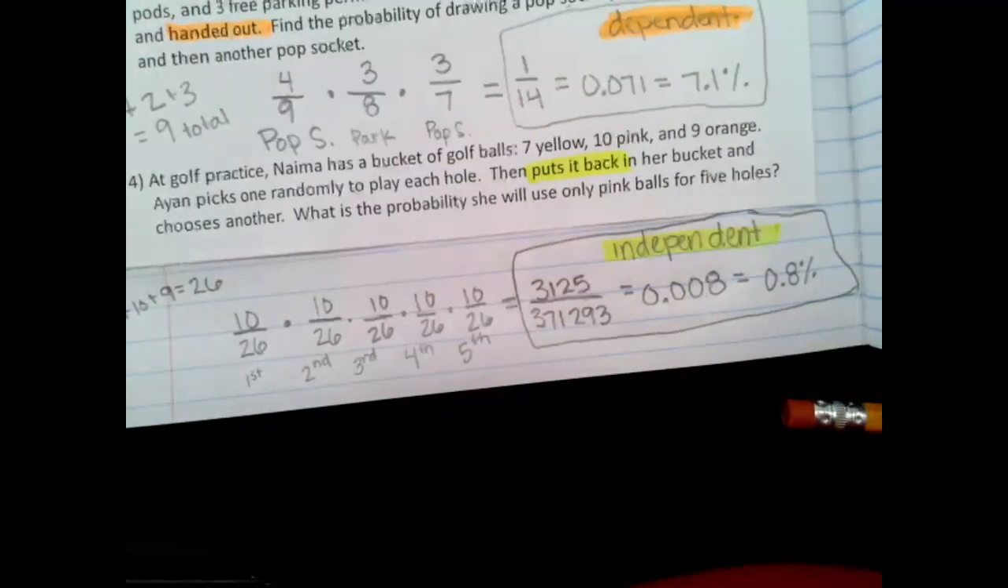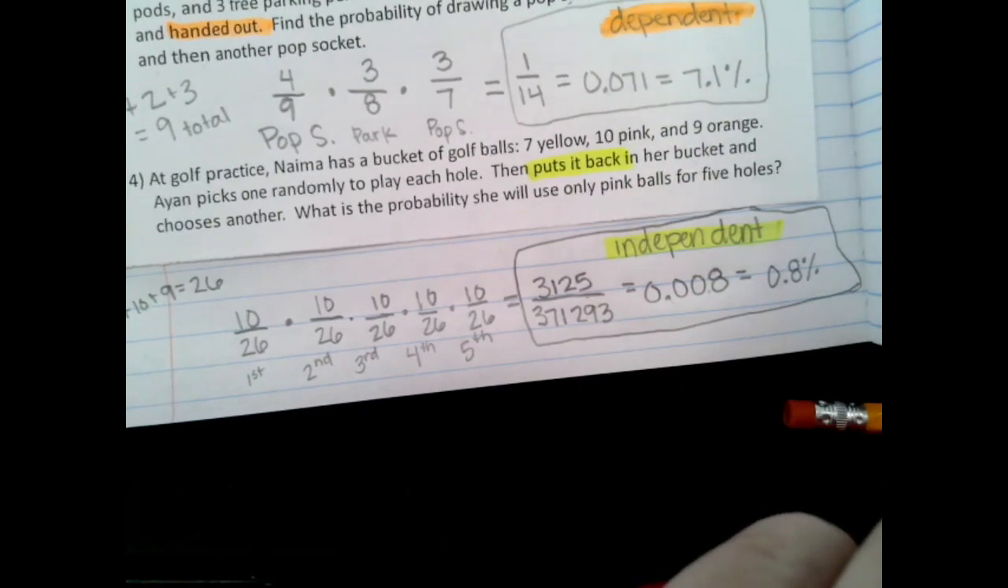Kind of crazy? Not crazy? Does anyone else's brain, that makes their brain hurt? Math just makes your brain hurt? Yeah, me too.